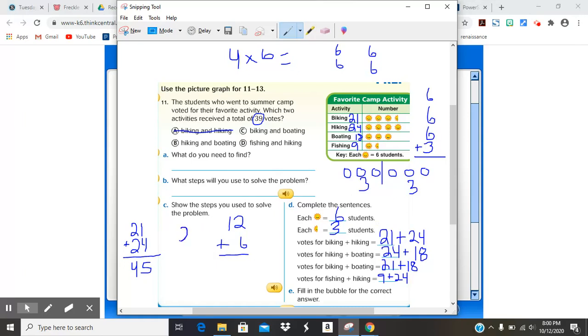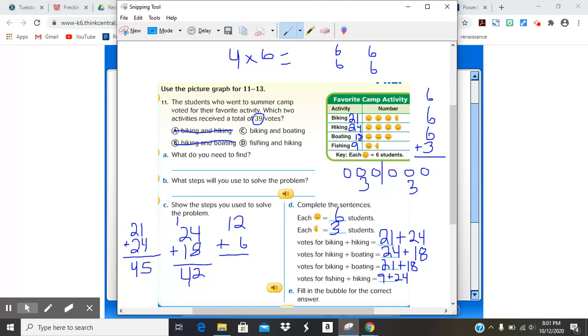Okay, so now let's look at B, hiking and boating. We came up with the numbers 24 plus 18. 4 plus 8 is 12, so I get to carry my 1. Add up my tens place, I get 42, not the magic number of 39. So we'll mark it off.